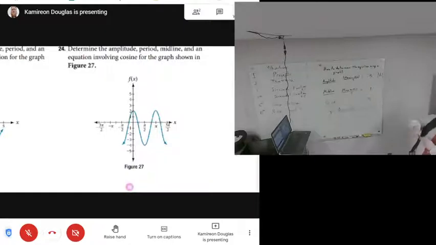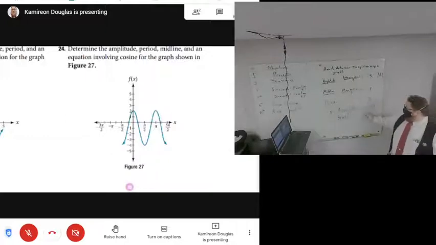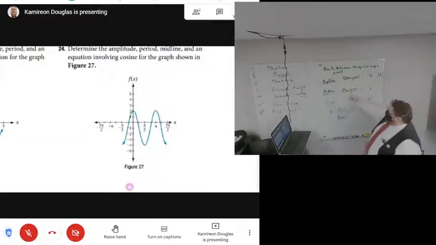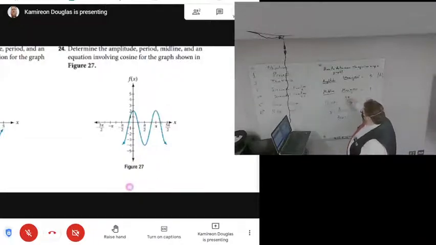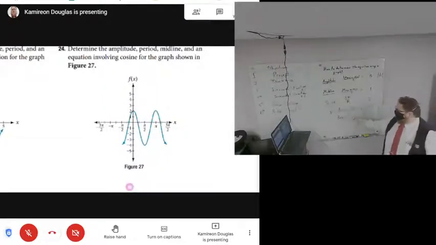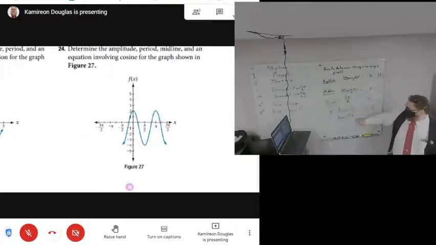Well, what do I know? My A value has to be a 3 because that's related to my amplitude. My D value has to be a negative 1 because that's related to my midline. The trickiest part here is how the period fits together. But remember, the period is assumed to be 2 pi over b. So if I know my value for the period is pi, that means my b has to be a 2. And since there's no phase shift, there's either a 0 there or nothing there at all.